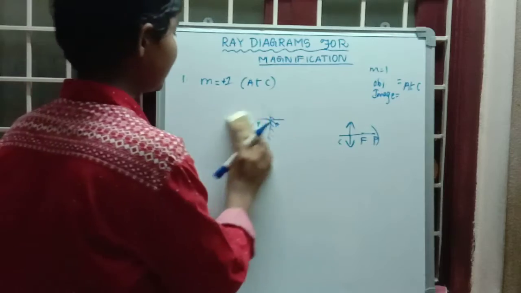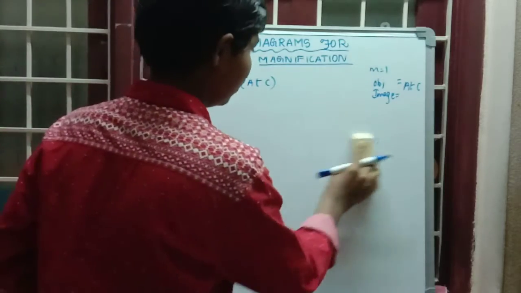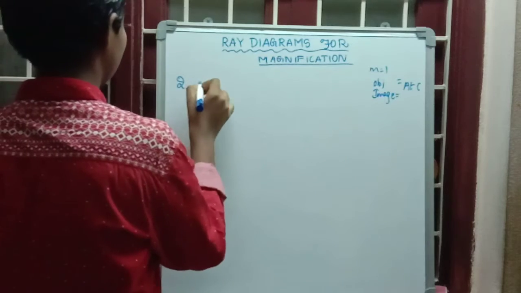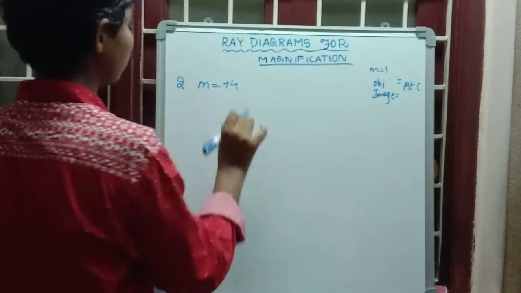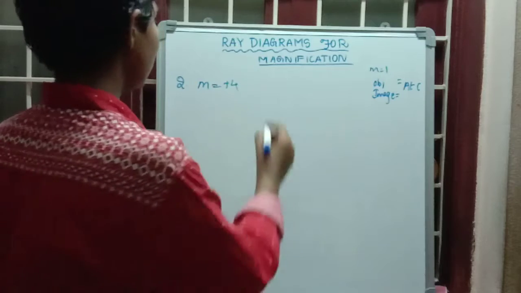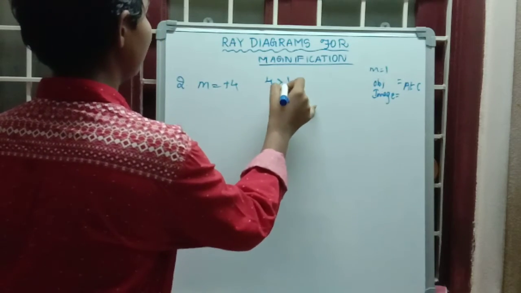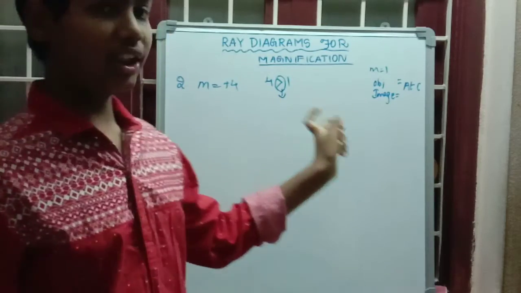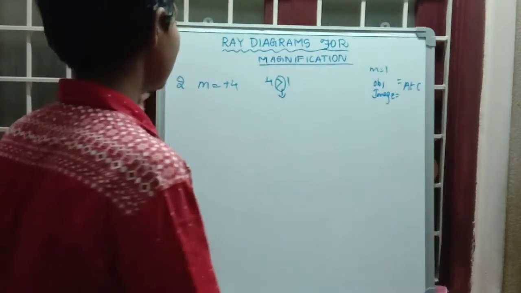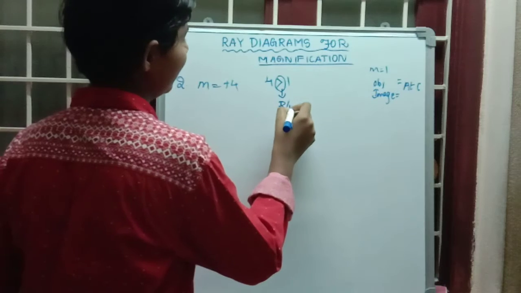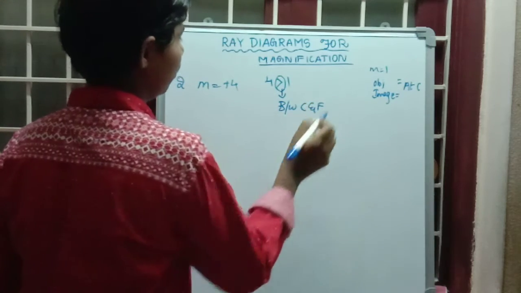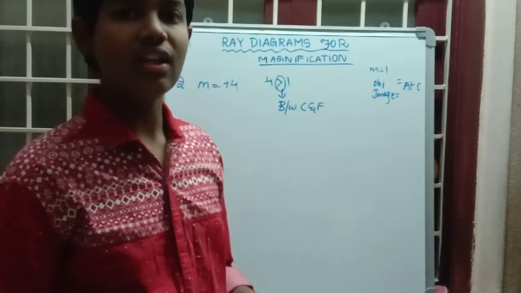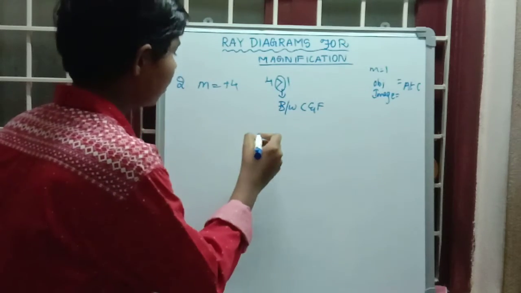So now we will take the second one. Second one, m is equal to plus 4. Plus 4 is greater than 1, and greater than 1 means the image is enlarged. In which position? Beyond C, which means the object is between C and F. Then we will get an enlarged image beyond C. For that we have to draw the ray diagram here.